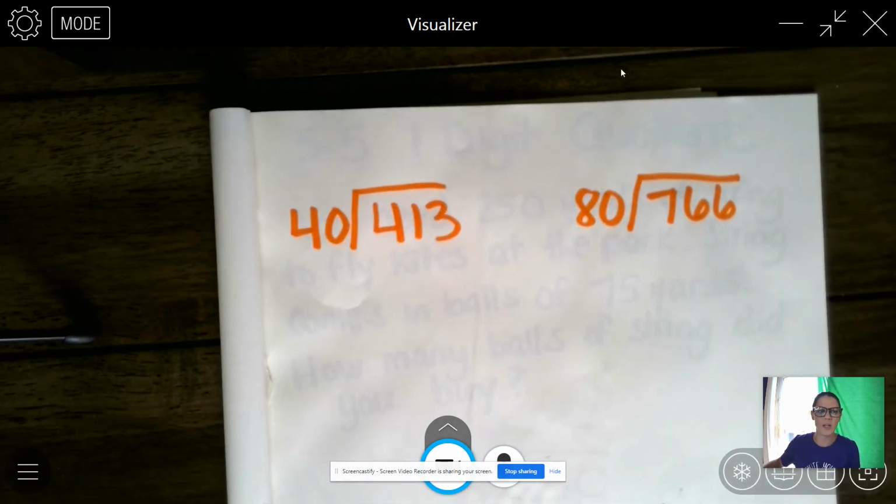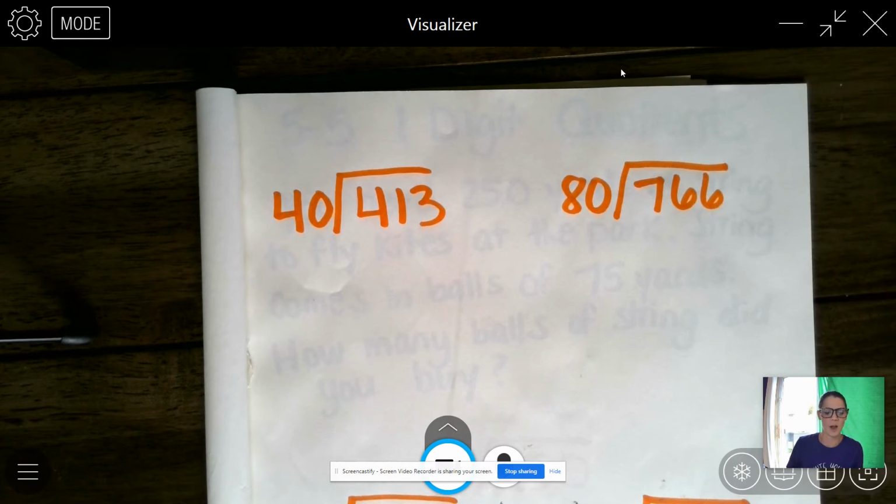Okay, so we're going to take them one problem at a time. I'm going to start with my problem on the left, which is 413 divided by 40. Let's go ahead and break this problem down. Now, I could count by 40s to see how many times my divisor can fit into my dividend. But I don't really want to count by 40s, and I don't know my 40s times tables very well, so I'm going to skip that step.